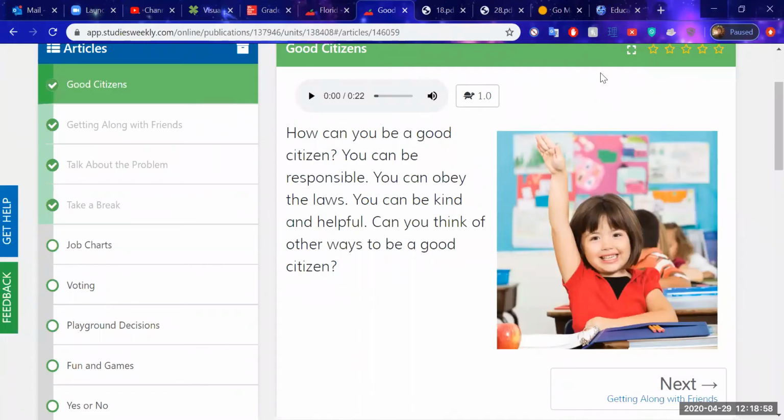All right, so the first thing we're going to talk about is good citizenship. How can you be a good citizen? You can be responsible. You can obey the laws. What does obey mean? That's right. Obey means to follow. You can obey the laws. You can be kind and helpful. Can you think of any other ways to be a good citizen?